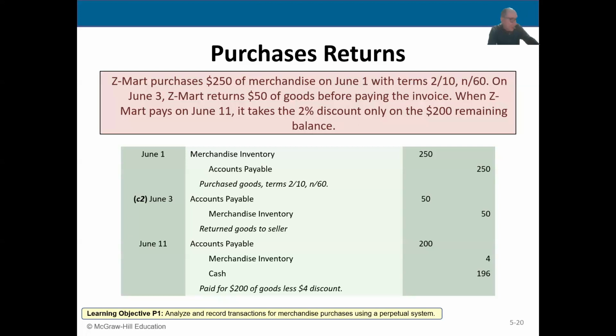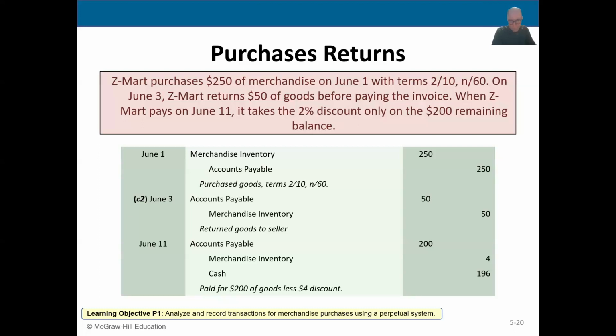You might be saying, Dr. B, why did you do that? Well, because I paid on June 11th. My credit terms are 2/10 net 60. But you think I have to update my credit terms, right? So I owe them 200. It was originally 250. It went down to 200 because I returned $50. So my credit terms are 2/10 net 60, so I take the 2% discount on the $200 that I owe them.